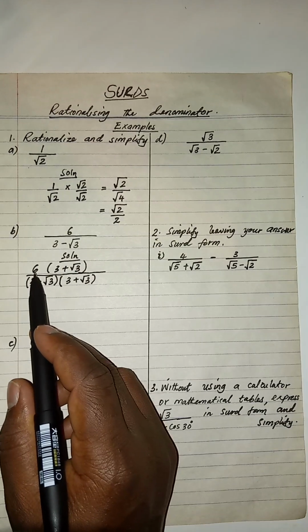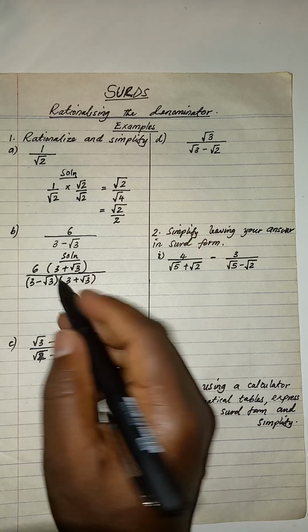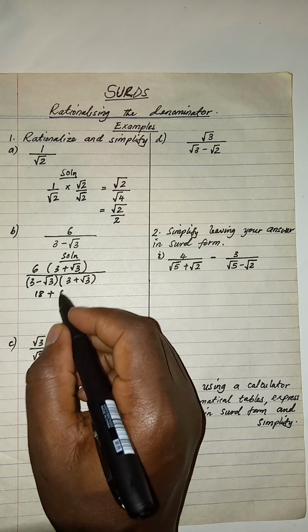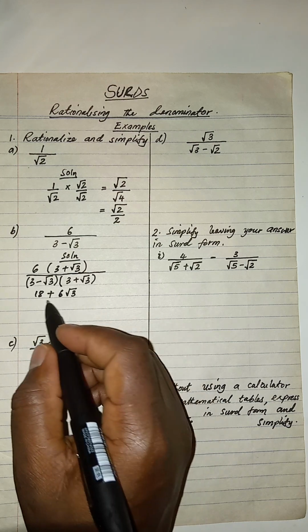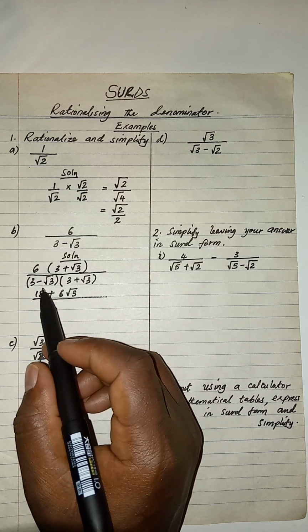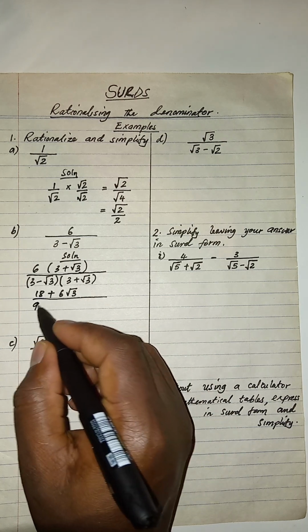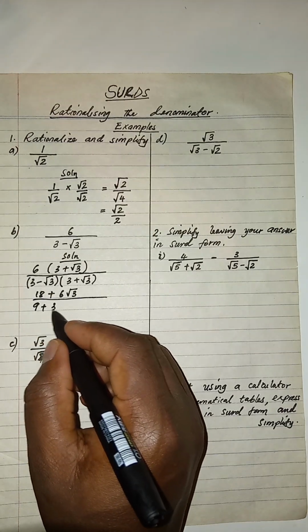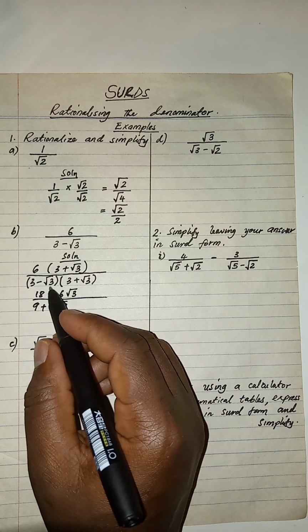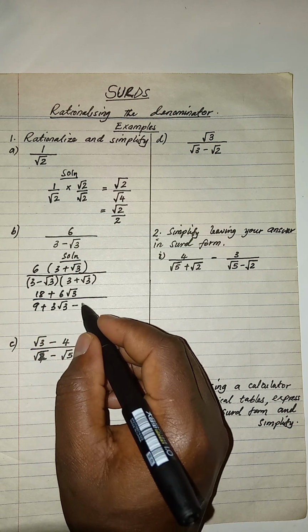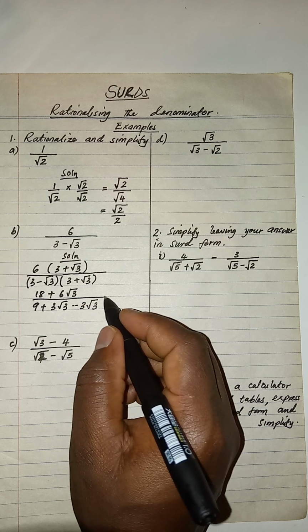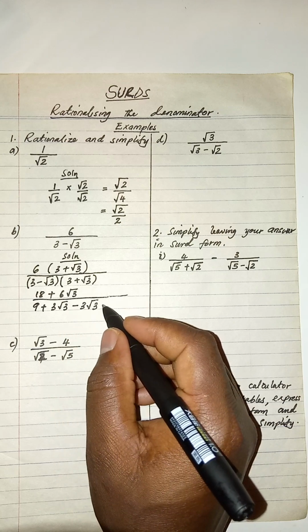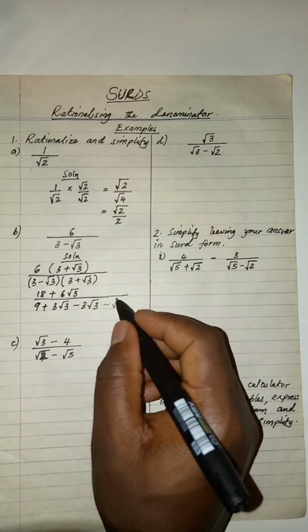We open brackets: 6 times 3 will give us 18. 6 times root 3 will give us 6 root 3, over 3 times 3, that gives us 9. 3 times root 3 will give us plus 3 root 3. Root 3 times 3 gives us minus 3 root 3. Root 3 times root 3 will give us minus the square root of 9.